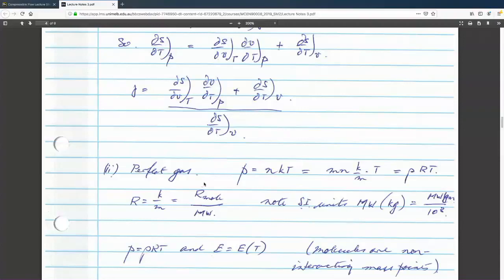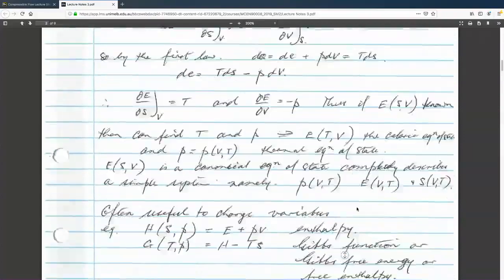And so I've written here that R, the gas constant, is k over m. And if I multiply both of them by Avogadro's number, which is the number of particles in the molecular weight, then k times N is what's called R mole, and m times the number of particles is the molecular weight. But as I've reminded you, the molecular weight that you know typically is in grams. But in consistent SI units, we're going to need it in kilograms, of course. So you're going to have to divide it by 1,000.